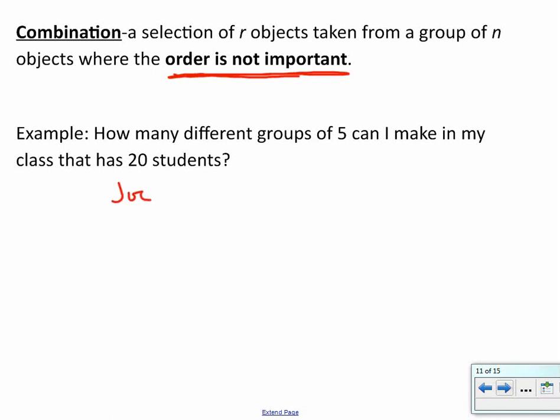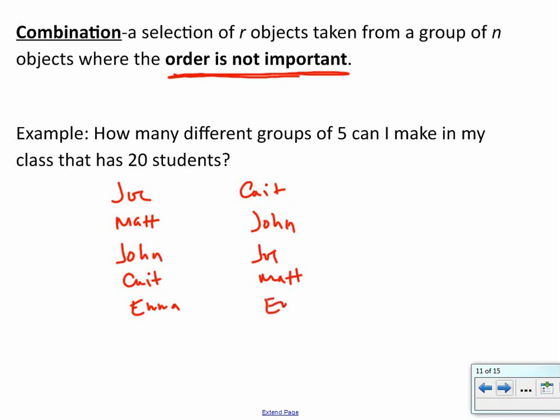If I first call Joe, then Matt, then John, then Kate, then Emma, that would be the same group as if I called Kate, then John, then Joe, then Matt, then Emma. They're the same exact group of people. It's just that the order that I called their names in is different.